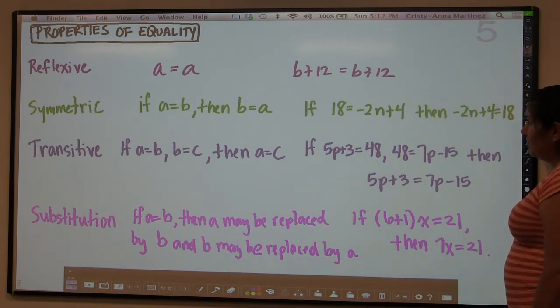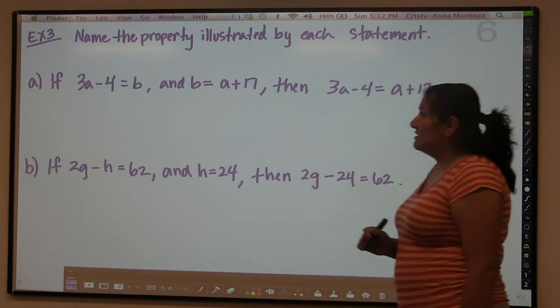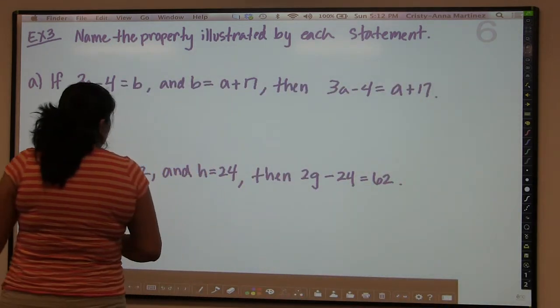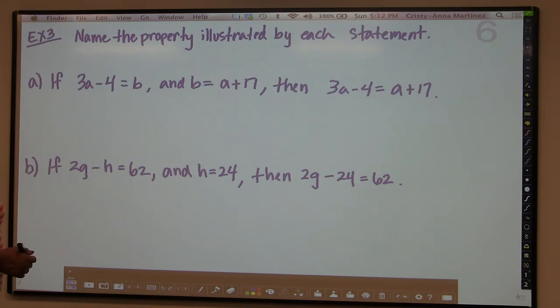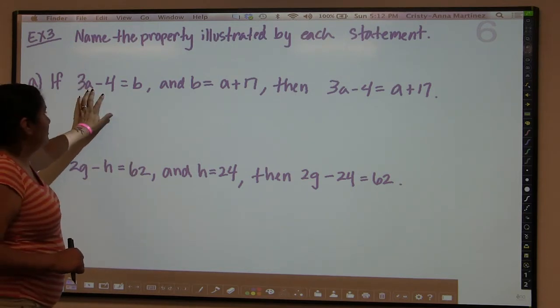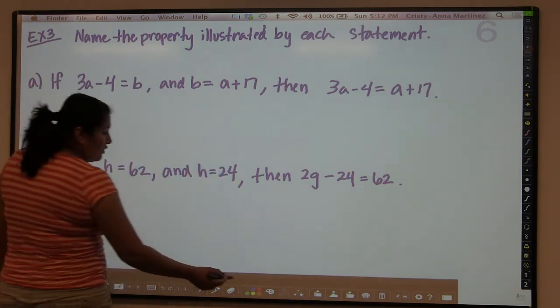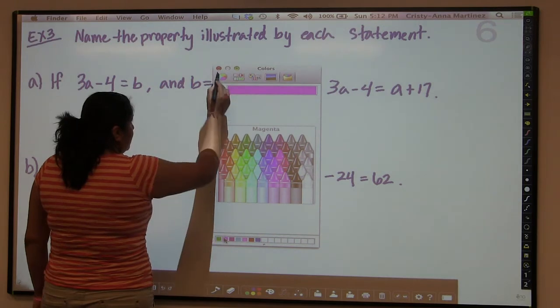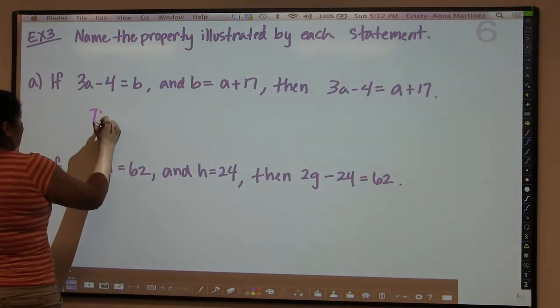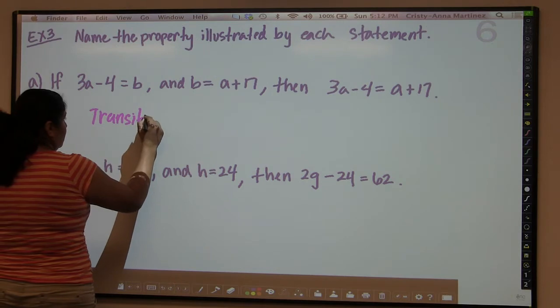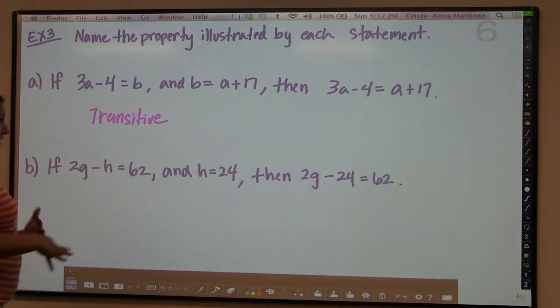So the first thing we're going to do is make sure that we understand how those properties work. So the first example says, name the property that is illustrated by each statement. So here we have our first one. If 3a minus 4 equals b, and then in turn b equals a plus 17, then we've kind of gotten rid of the middleman. And so we have the first expression, 3a minus 4 is equal to a plus 17. And I hope that you recognize that as the transitive property of equality from earlier. So transitive property of equality. And you don't have to write the whole thing out, just transitive is fine. Sometimes you can write trans, and that'll work just as well.